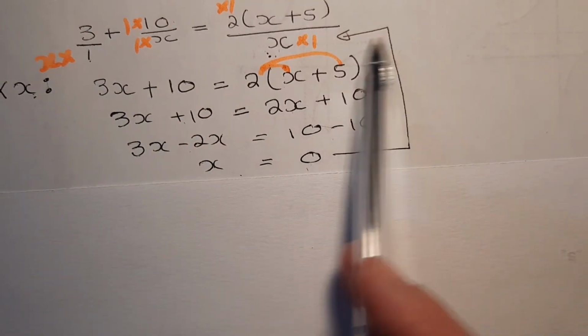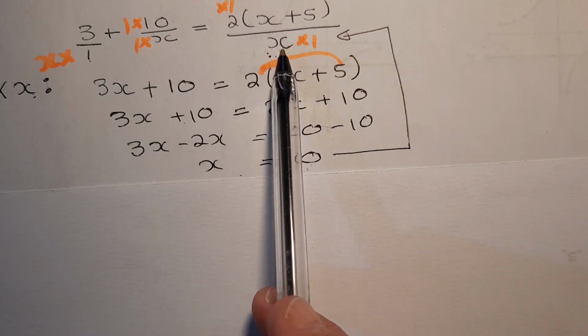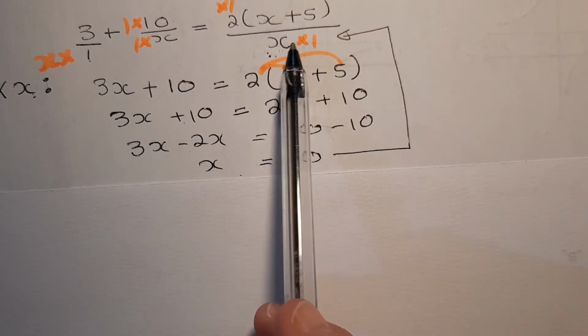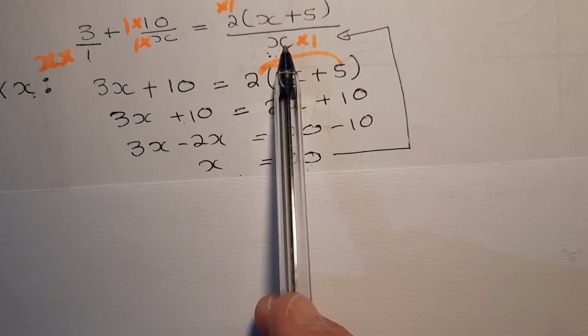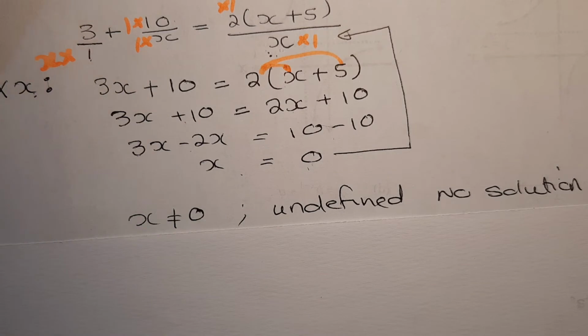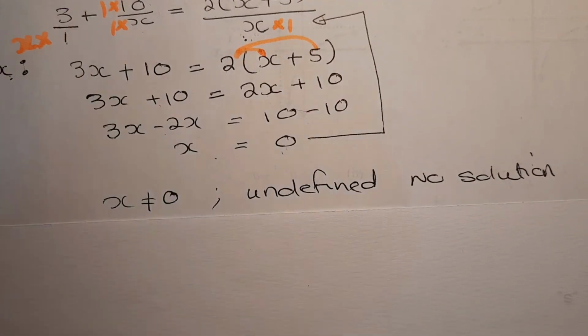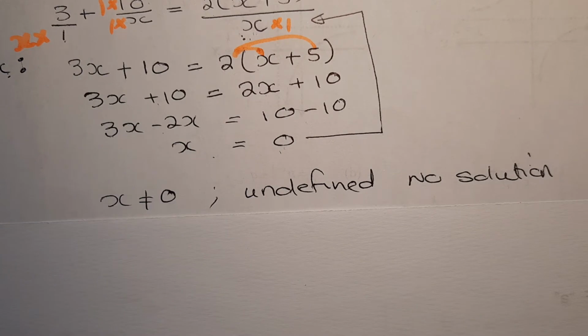Now I look at my denominator. We say the answer of x is 0, but x is in the denominator, and if I divide by 0, my answer is undefined. So we say x can't be 0, because if x is 0, then my fraction is undefined. So in this case, there's not going to be a solution.